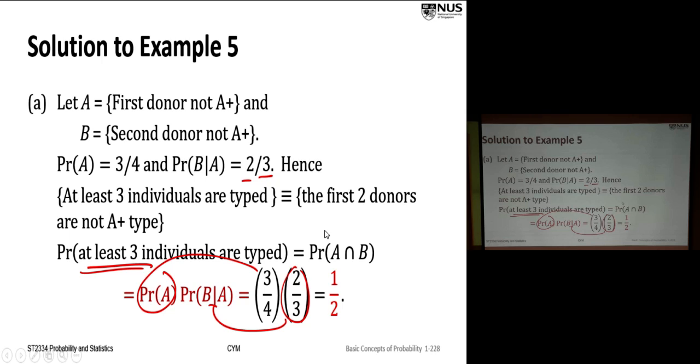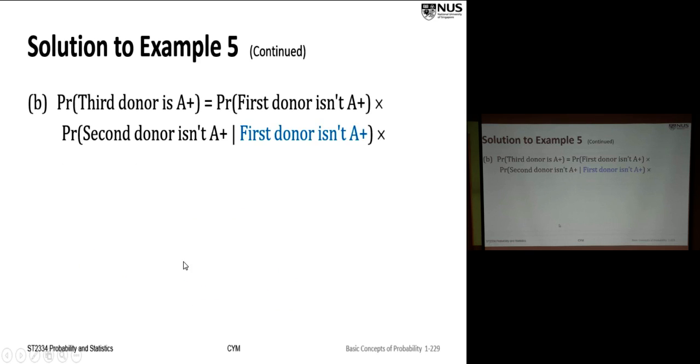So what's the chance that you can identify the A+ in the first 2 donors? What's the probability that you get the A+ in the first 2 donors? Oh, sorry, this is the 1/2. So the answer is 1 minus 1/2. What I mean is that you can get at least 3 individuals typed, or you need only 1 or 2 to get it. So they are complements of each other. But it turns out this is half, so the answer is the same. It's 1 minus 1/2.